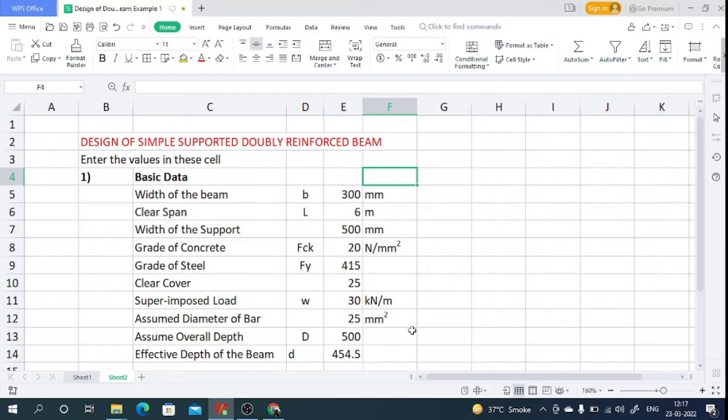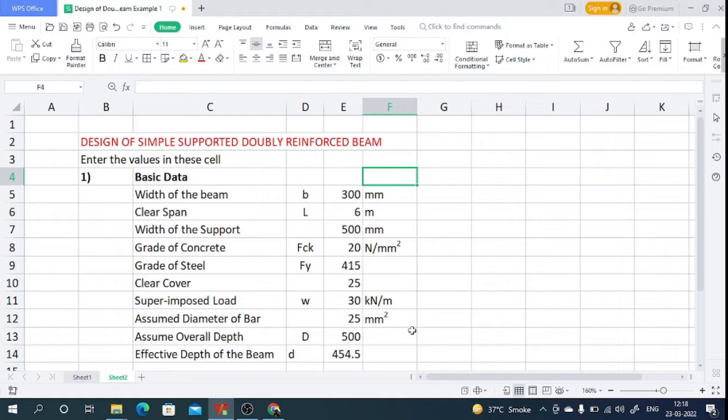I am going to show you the design of a doubly reinforced beam through Microsoft or WPS Excel. Before seeing the video, you must have a little bit of knowledge of manual design of doubly reinforced beam as well as singly reinforced beam. Excel is used as a tool to ease the calculation procedure, to ease the calculation of the design or calculation of anything for that matter.